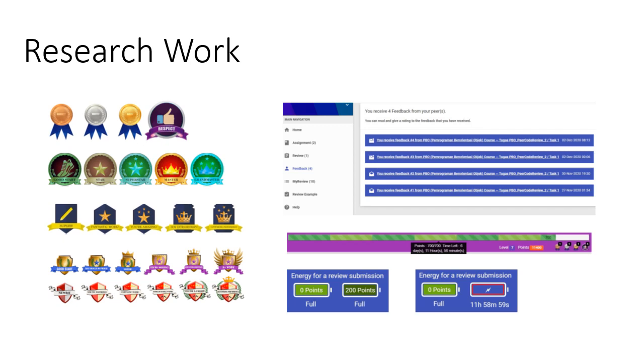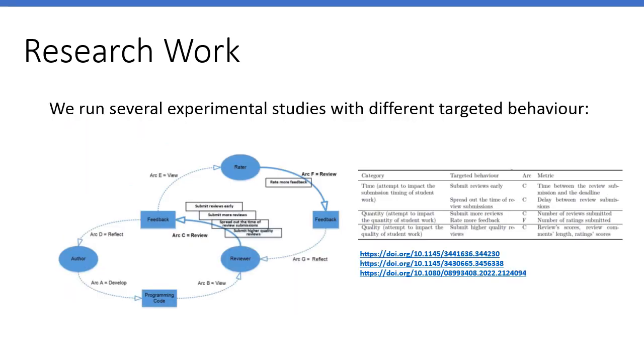Here are some examples of the tools, the tool screenshots, and some examples of the game elements in our studies, such as the energy bar, the battery, and badges. So now let's talk about the experimental studies to evaluate the impact of gamification on students' behavior. We developed several game mechanics that focus on time, quantity, and quality, and have applied these to three different studies.